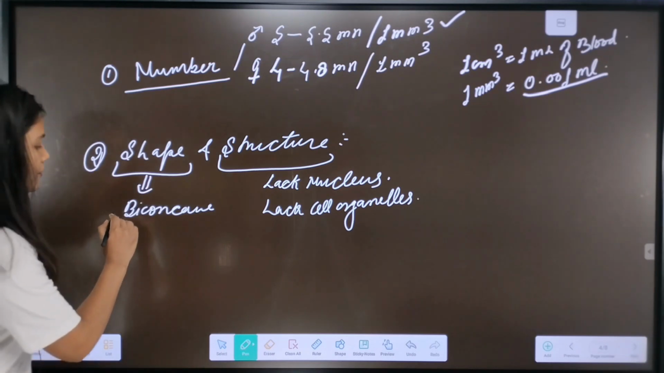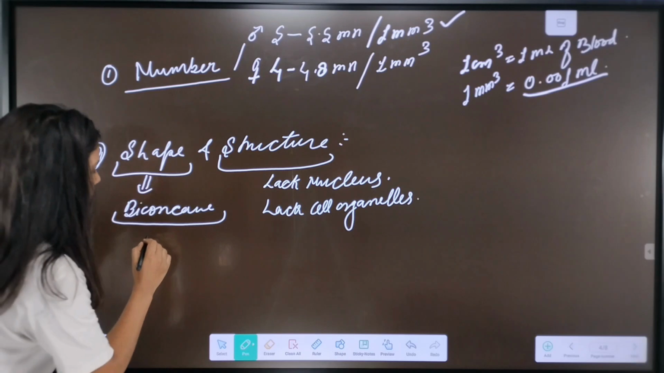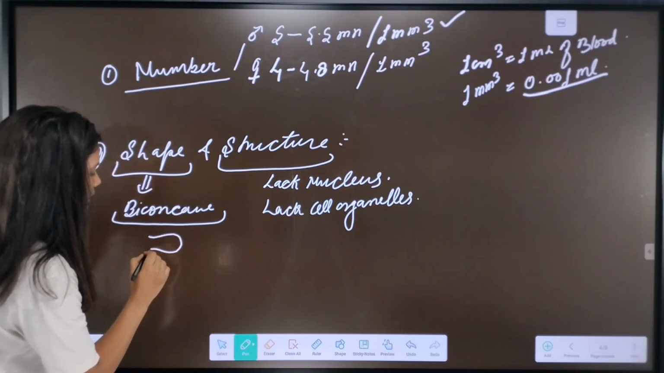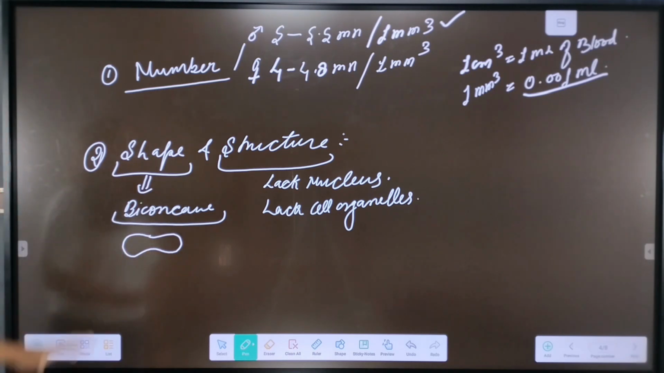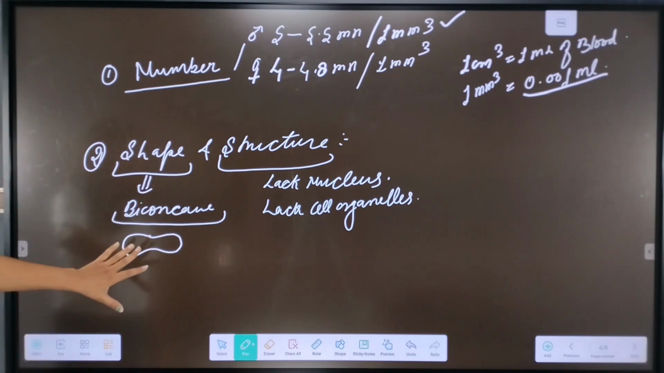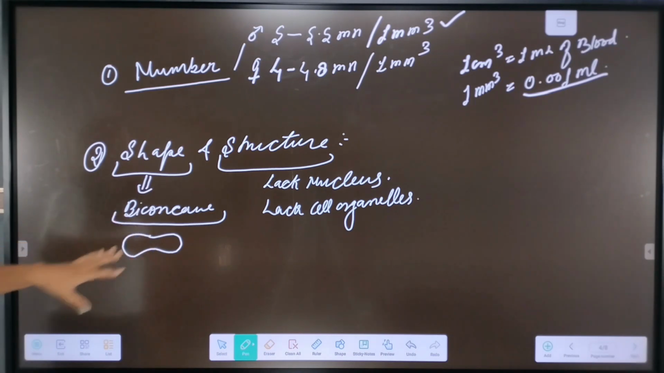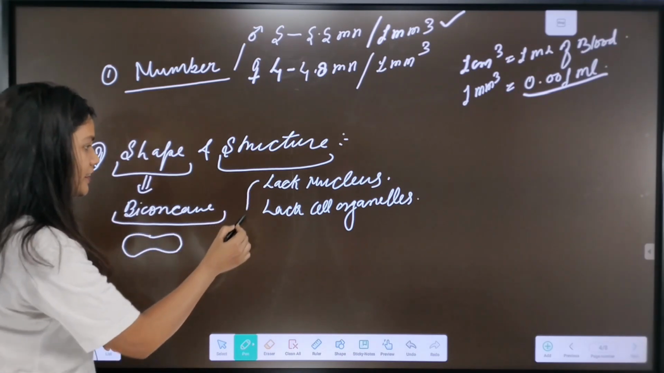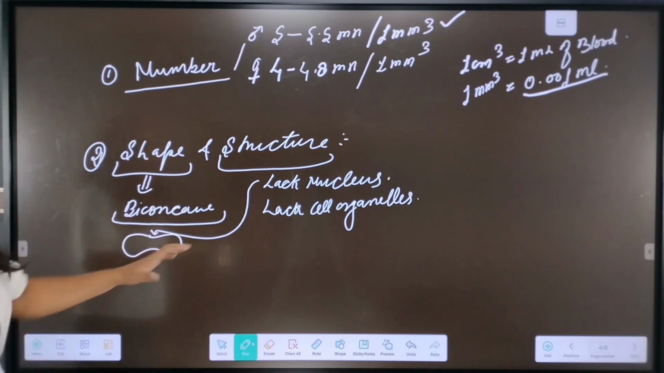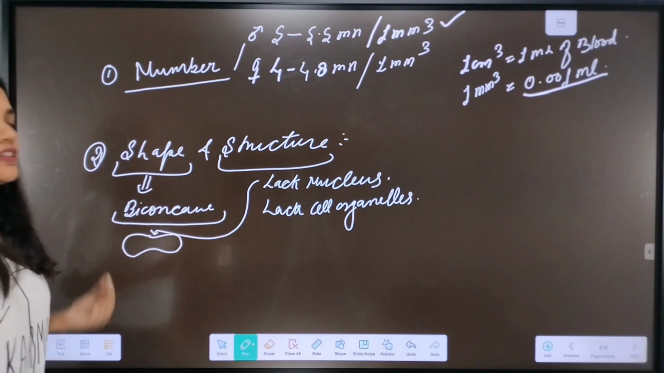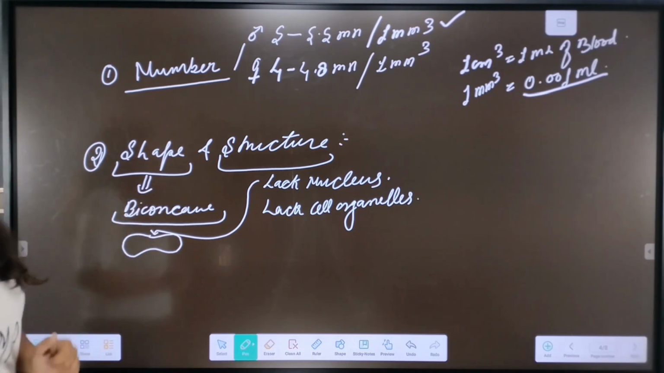First of all, biconcave. The shape is biconcave, something like this, plump at the ends and depressed in the center, something like this, biconcave. Okay, they get this special shape because of the lack of the nucleus. This depression in the center is because of the absence of the nucleus. That's why they get the biconcave shape.